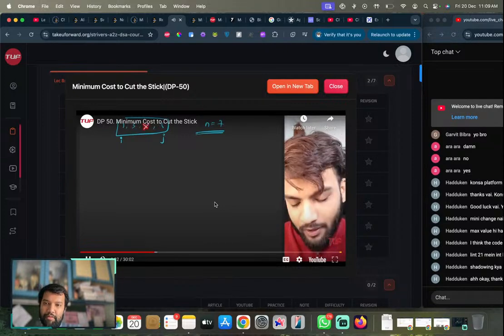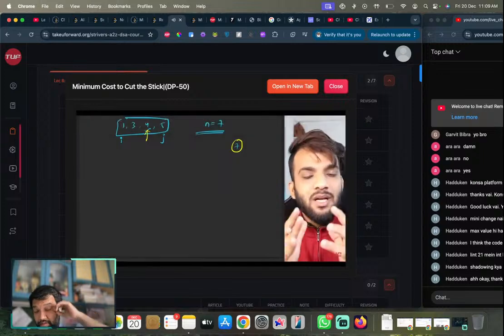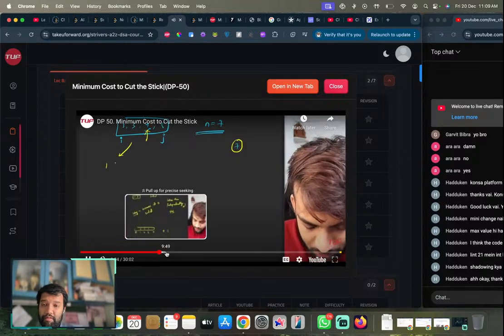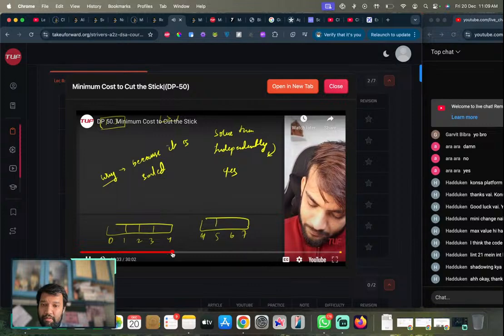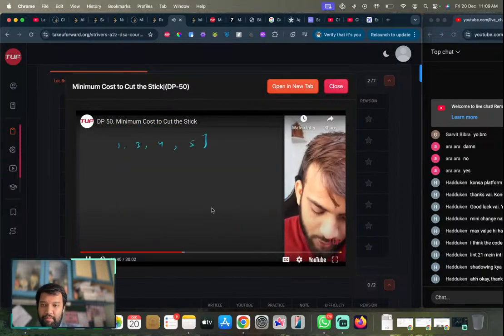So I can either start with 4, 7. I'll add up 7 for the first cut at 4. The answer that I'll add is 7 because that is the initial length of the stick. At least at the first step, the length will be the complete stick. So can I say now I'm solving 4, 5, 6, 7 because I made a cut at 4? Let me just visualize it again. I'm having 1, 3, 4, 5.